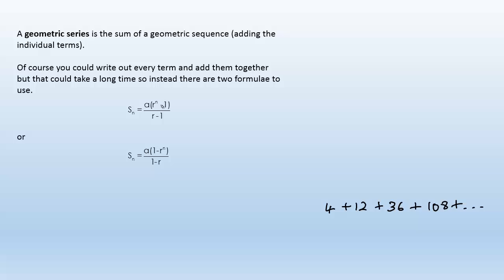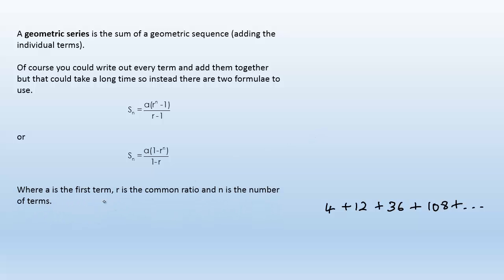Now note that they are actually the same formula, just written slightly differently. Here we've got r to the n minus 1, and here we've got 1 minus r to the n. Which one you use really doesn't matter, because your calculator's doing most of the work anyway.